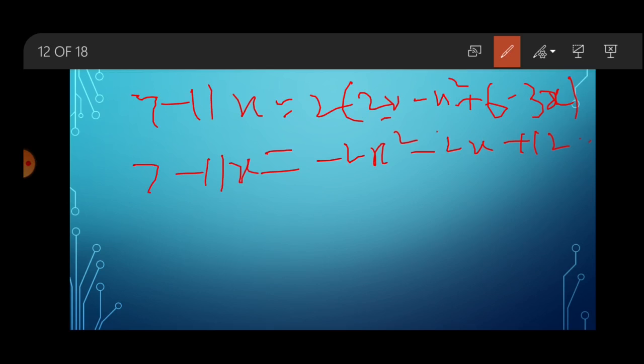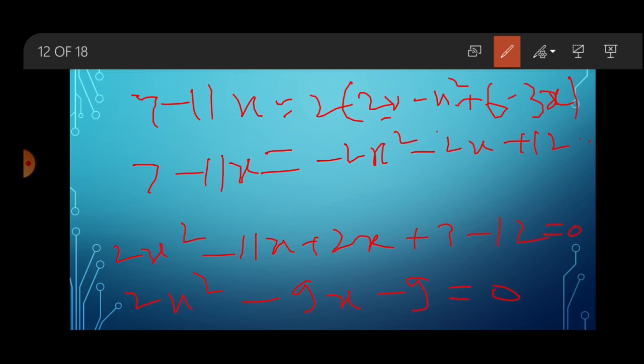So now I will bring 2x square to the opposite side. It will become plus 2x square minus 11x plus 2x plus 12 plus 7 minus 12 is equal to 0. So the equation turns into 2x square minus 9x minus 9 is equal to 0.